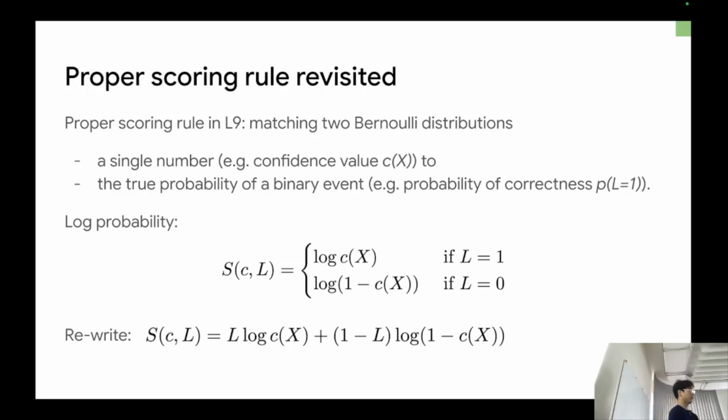We introduced proper scoring rule in lecture 9, but we only defined proper scoring rule for a binary random variable, like the Bernoulli distribution. On one side you have the prediction, and on the other side you have samples from the true distribution. So we had C of x, and we had L. L is only binary samples from your true distribution. You're comparing these two through a scoring rule, like the log scoring rule. You can write the log scoring rule in this way, and that's actually identical to binary cross entropy.